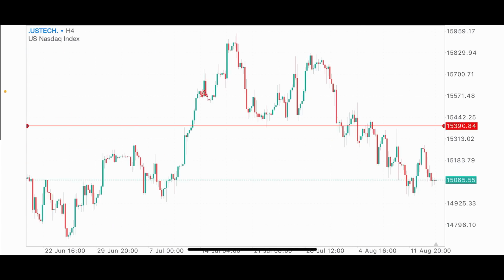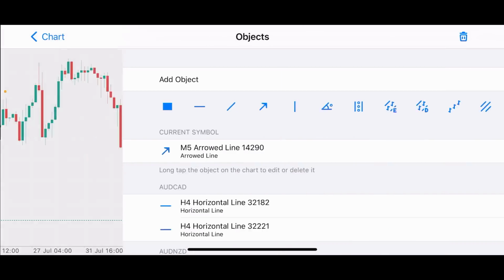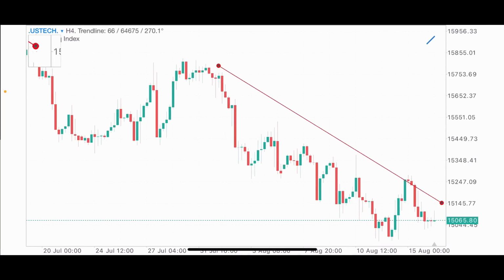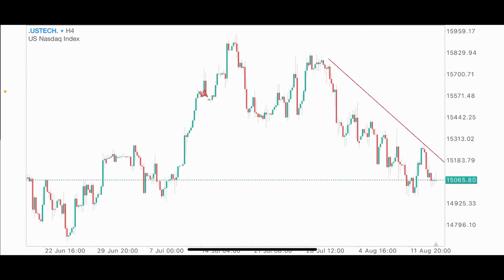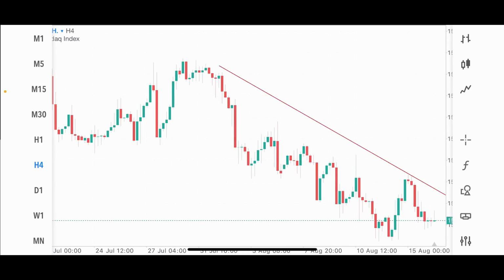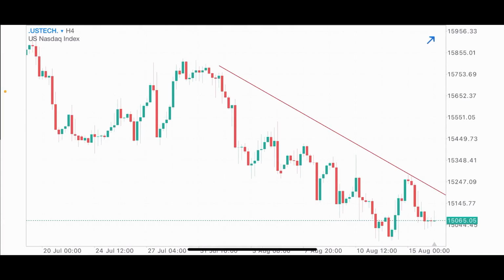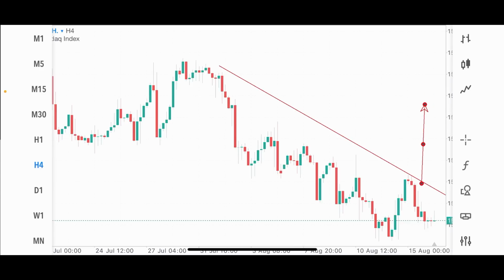So NAS 100 is currently selling, and it's selling very nicely. The only time when I'll look for buys is when we break above that structure. So when we break above, we come back to test it, and we continue moving further up. That's the only time when I'll be looking for something different.